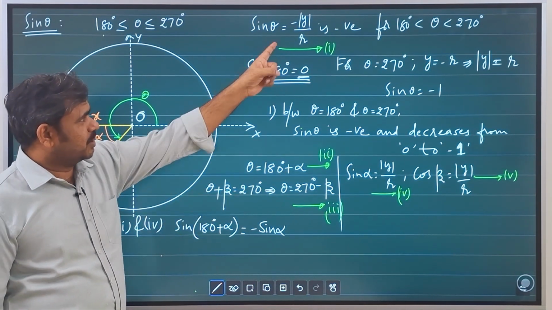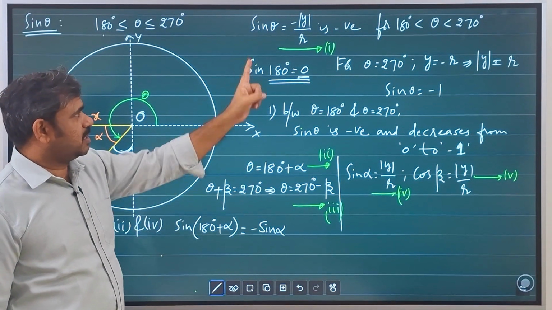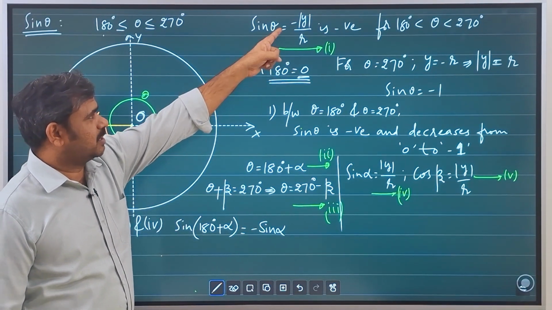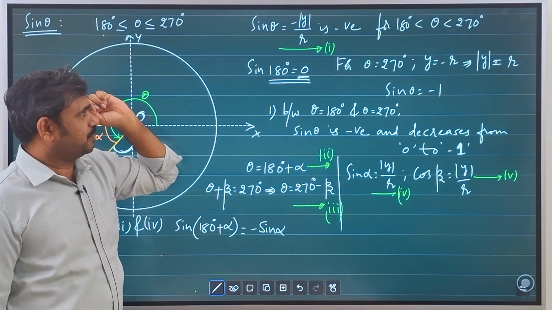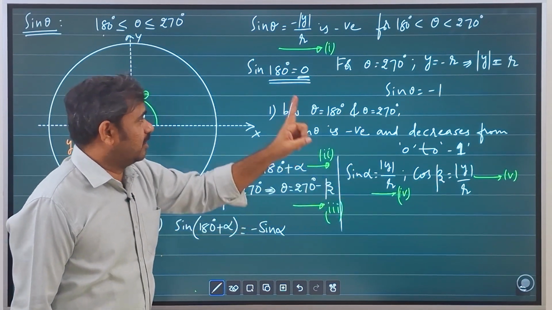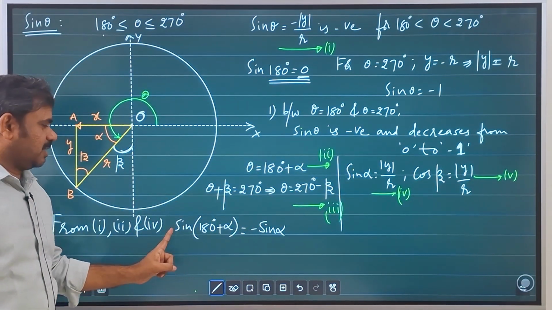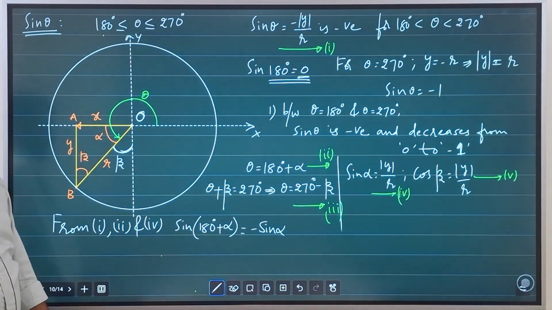Substitute second equation in the first one. So what do you get? Sine 180 degrees plus alpha is equal to minus y by r. Y by r means what? Sine alpha. So sine 180 degrees plus alpha is equal to minus sine alpha.